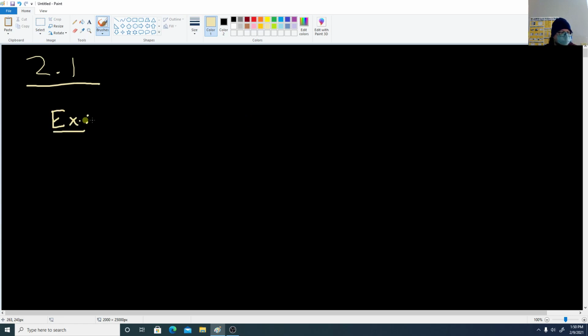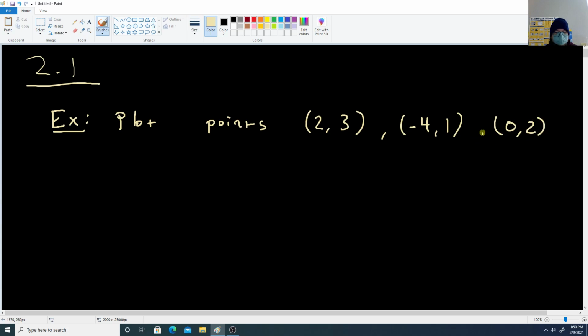we want to plot the points, so we have (2, 3), (-4, 1), and (0, 2). If we want to plot these points on a graph, this tells me the x value, so I'd go out 2 units. This tells me the y value 3, so I'd go up 3 units. And I just put a dot there on my graph to indicate that's where the point (2, 3) came from.